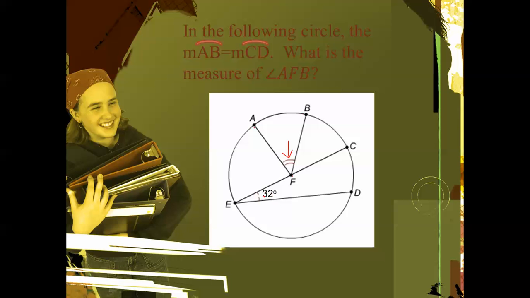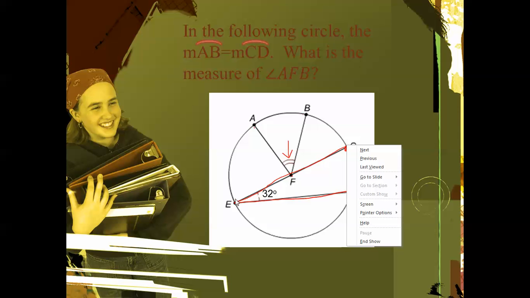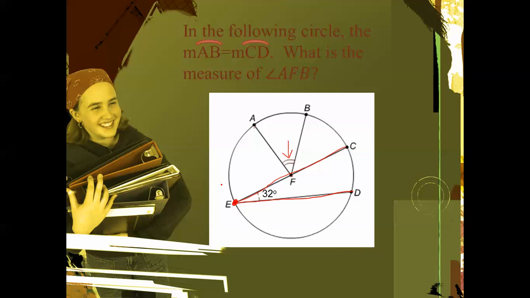Okay, so what we have to do first is look at the given information. So if you notice here, we have an inscribed angle. Remember, an inscribed angle is an angle that has all three of its points on the circle. So we have the two endpoints and the vertex on the edge of the circle. Okay, that's an inscribed angle.